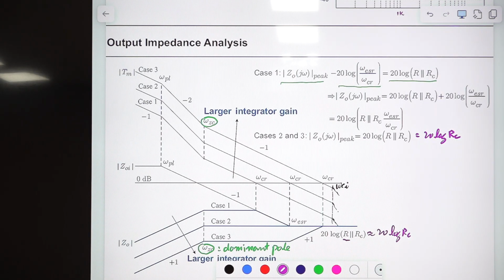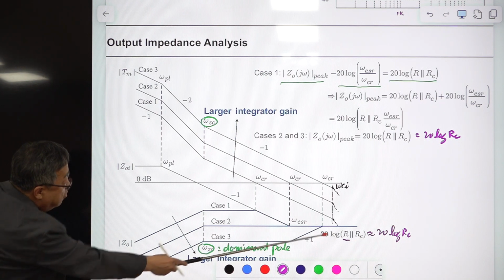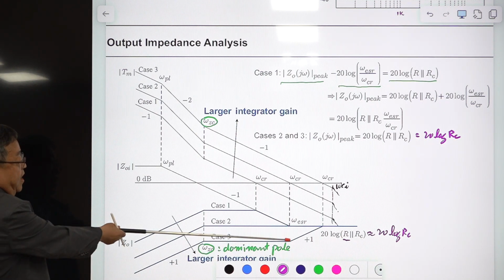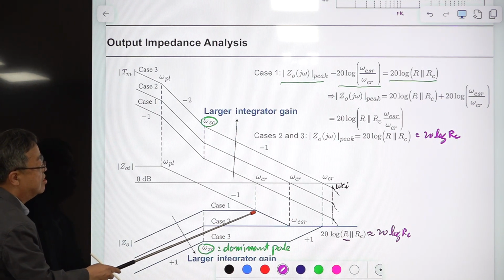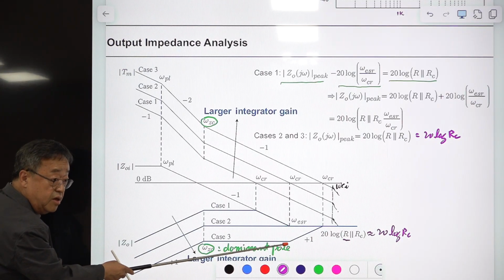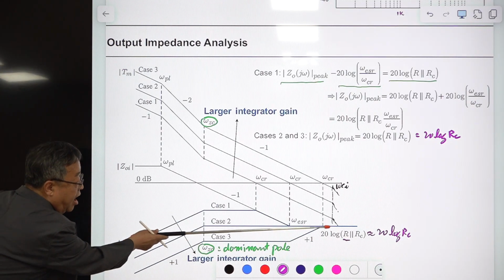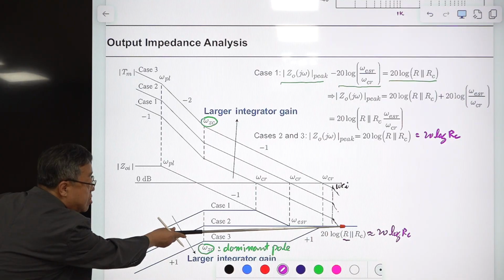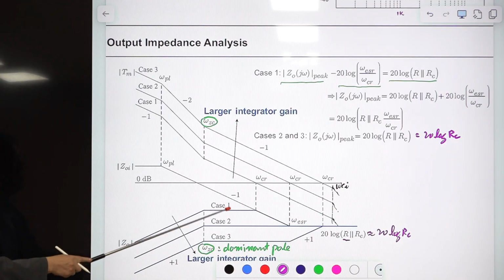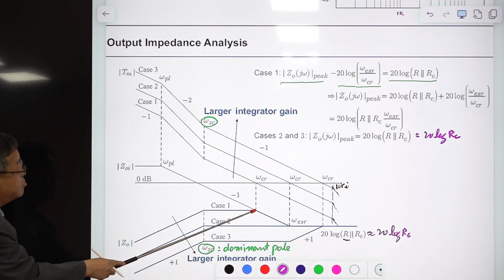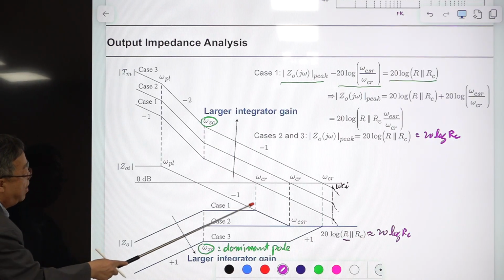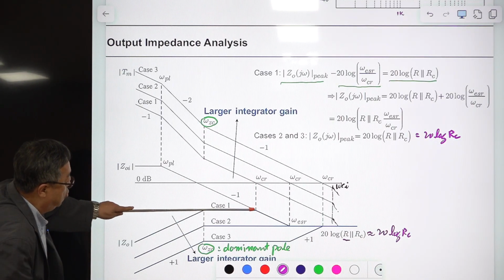Okay. How about case 1? Case 1 is this curve. Okay. So in this case, the maximum value is larger than this one. The maximum value is larger than this high frequency asymptote, but there is a relationship. Suppose this is the maximum value. This is the horizontal line.